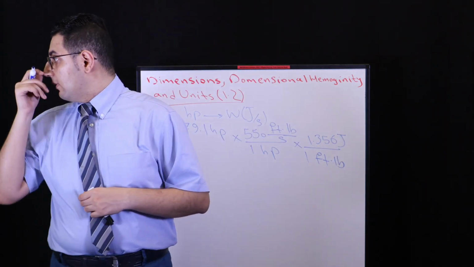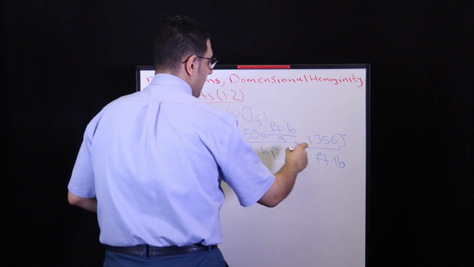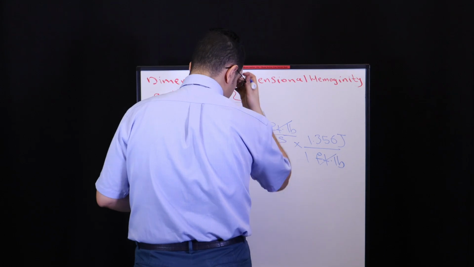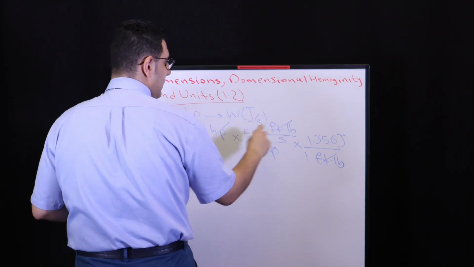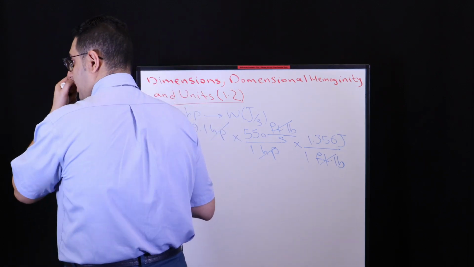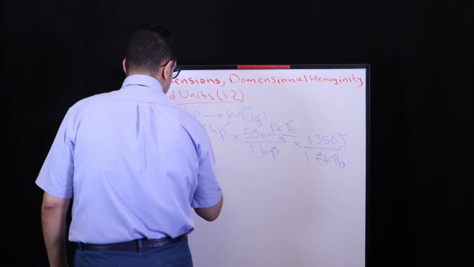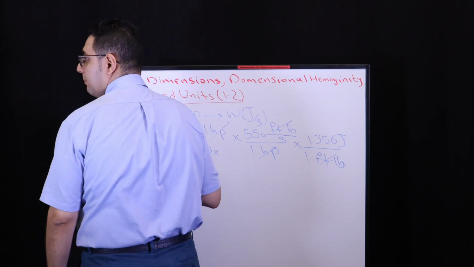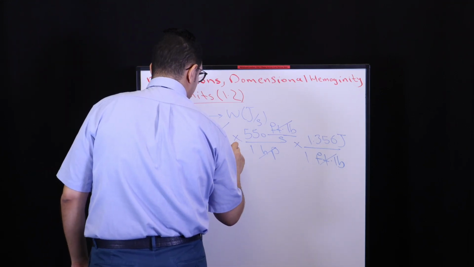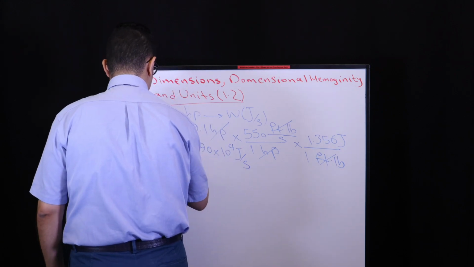So multiplication of the whole, because this is going to be omitted with this and this is going to be omitted with this, we just have joules per second. The multiplication of the whole, we have 5.90 multiplied by 10 to power 4 joules per second, which is watt.